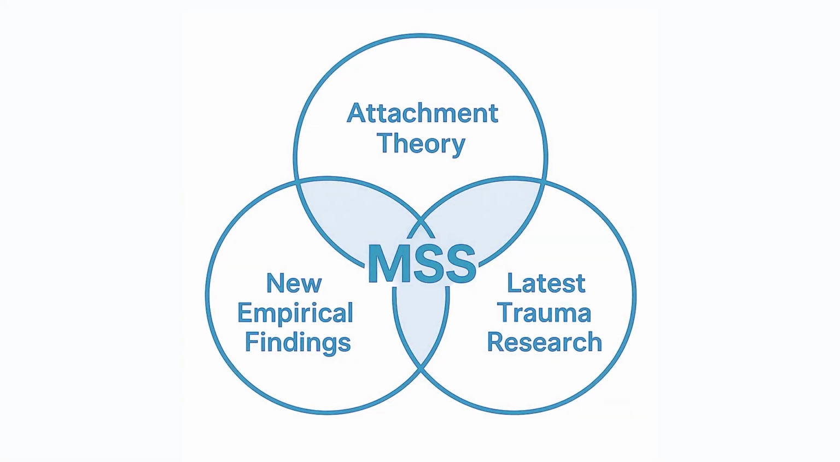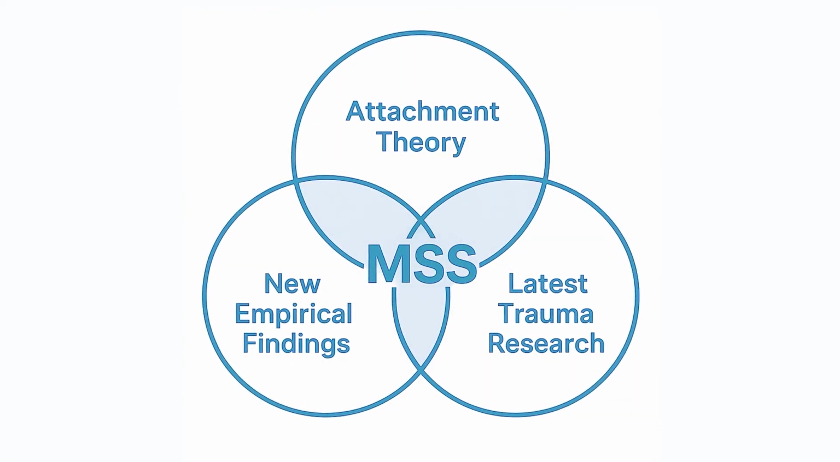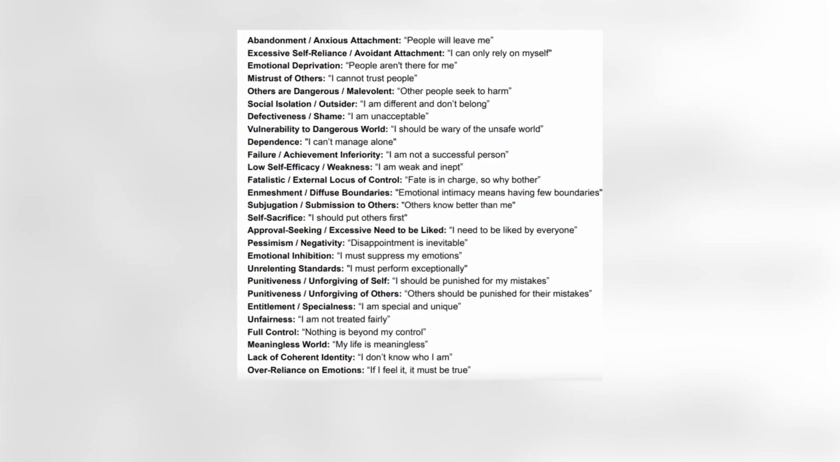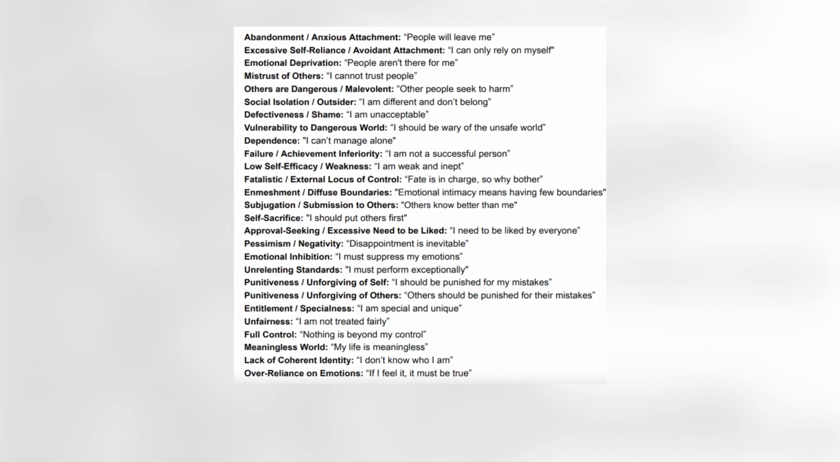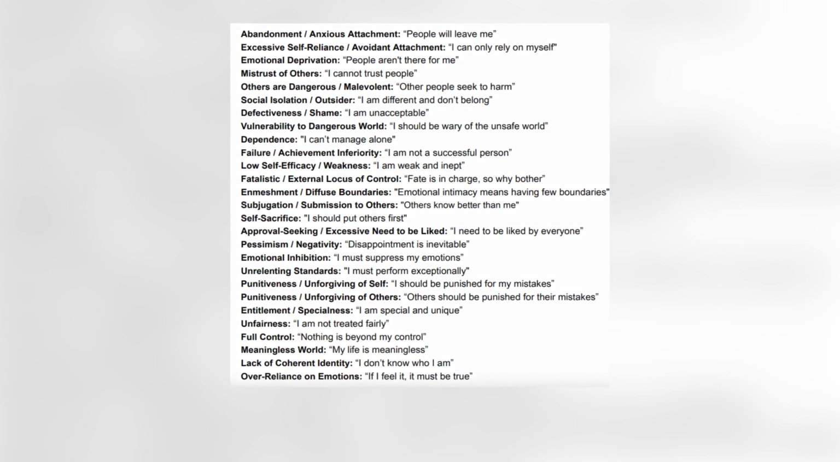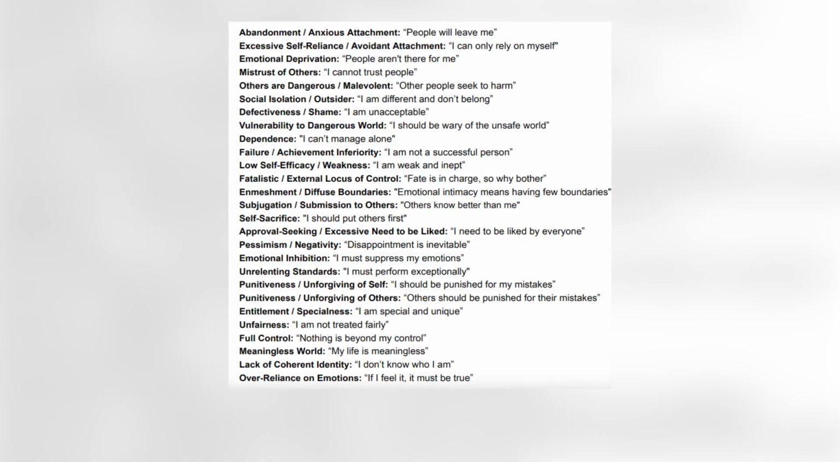It was developed by integrating attachment theory, the latest trauma research, and a ton of new empirical findings. Here's a list of all the schemas on screen. Some familiar ones like abandonment and mistrust, but some new ones too, like avoidant attachment and lack of coherent identity. I won't go through them now, but do pause to look at all the schemas, or you can find comprehensive resources for each schema published.